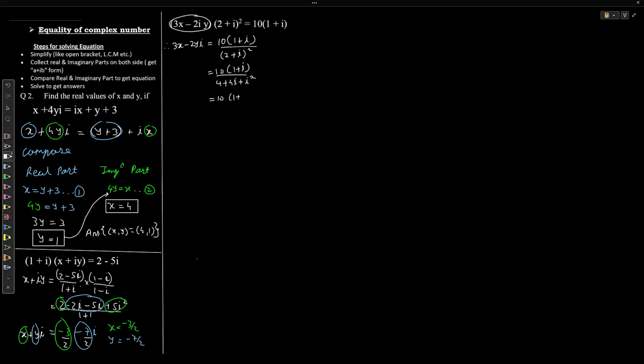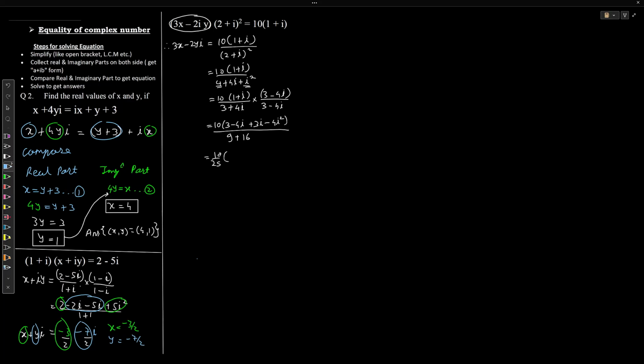Okay, still your numerator will be as it is. In the denominator we get 4 minus 1, which will be 3 plus 4i. So for further simplification, multiply and divide by the conjugate of the denominator, right? So again, 10 will be as it is. Multiply 1 plus i with 3 minus 4i. So we'll get 3 minus 4i plus 3i minus 4i square. And in the denominator we'll get 9 plus 16, so here we'll get 10 by 25.